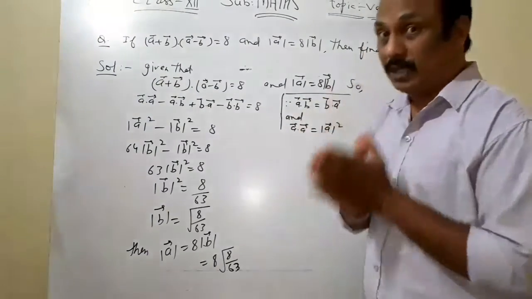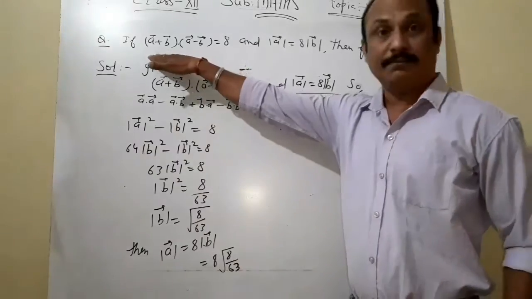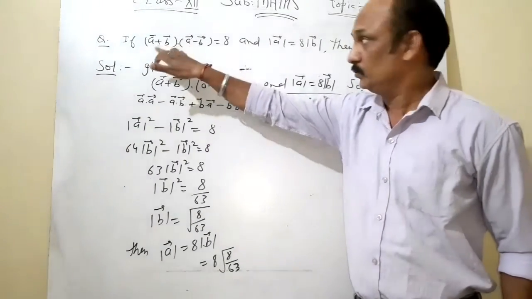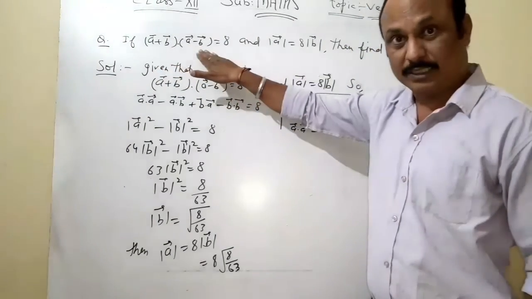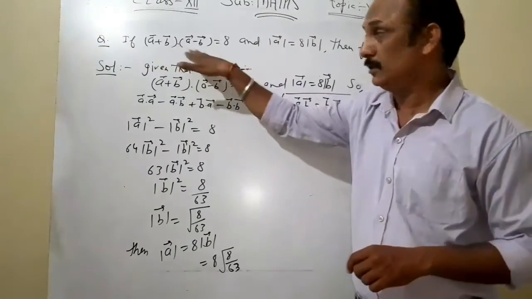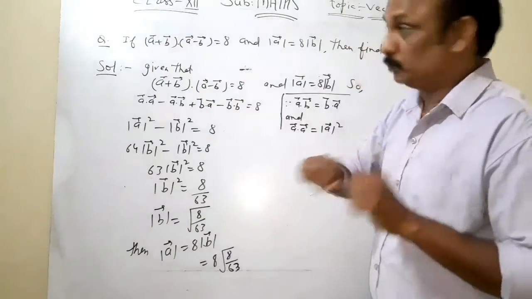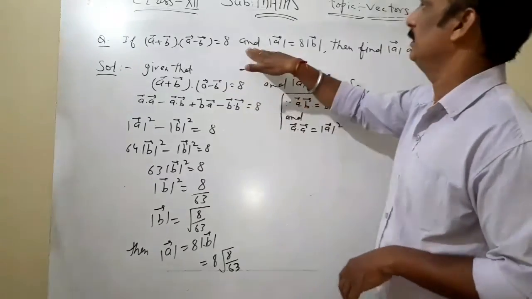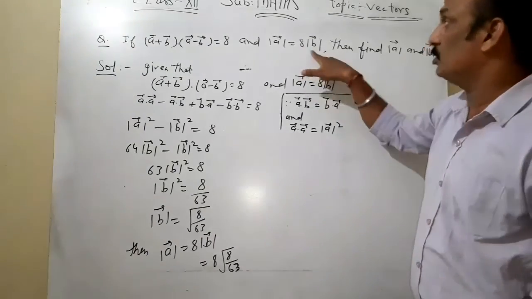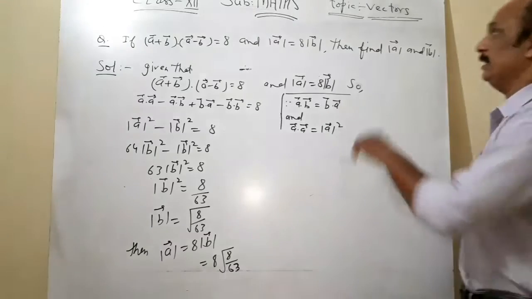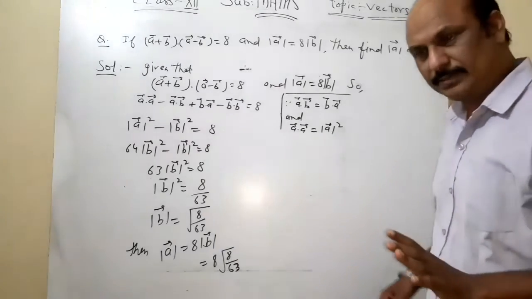One of the most important questions of chapter 10 is: if (vector A plus vector B) in the first bracket, dot product with (vector A minus vector B) in the second bracket, is equal to 8, and it is also given that the magnitude of vector A is 8 times the magnitude of vector B, then we will find the magnitude of A and the magnitude of B. Is that clear, madam? Yes.